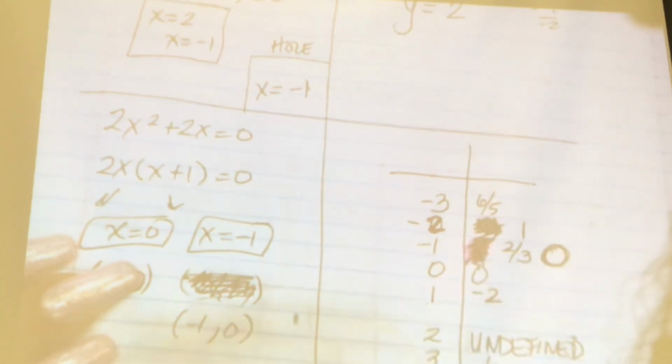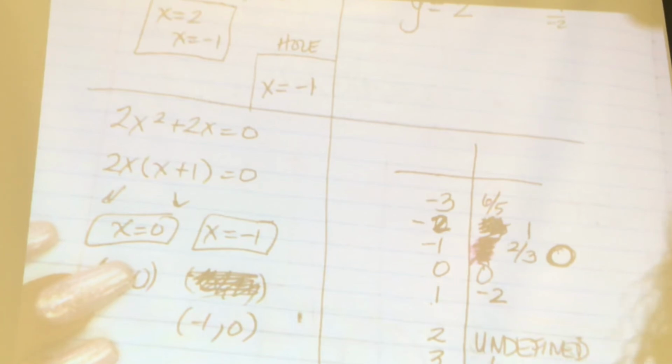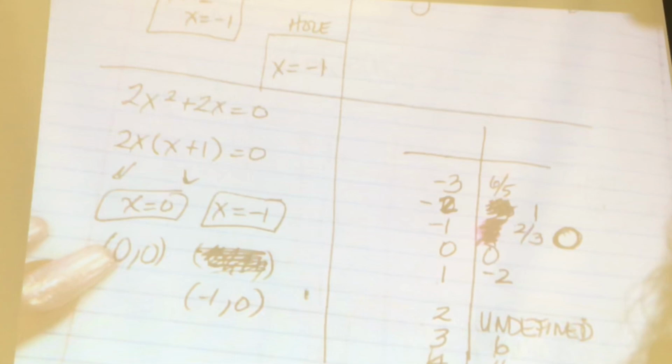All right, now we just have to plot these points. Take a minute and plot these points for me so I can show you what the graph looks like. Did you plot it already? Okay, I'm going to show it. Just make sure the asymptotes are highlighted.